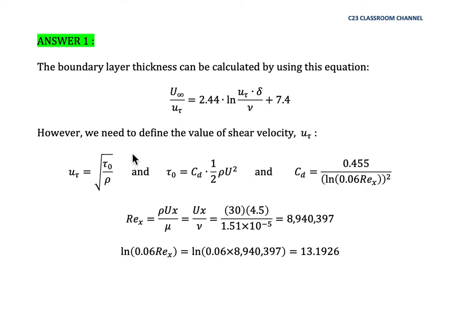So from the previous lesson, we know that U tau is equal to the square root of tau naught over rho, and tau naught can be calculated by using CD times 1 over 2 rho U squared. CD here is the local friction coefficient, and CD can be simplified into 0.455 over ln(0.06 Reynolds number) squared. So first we need to calculate the Reynolds number.